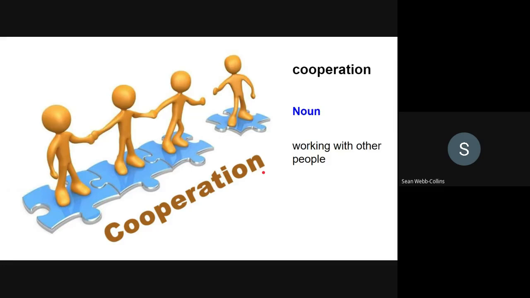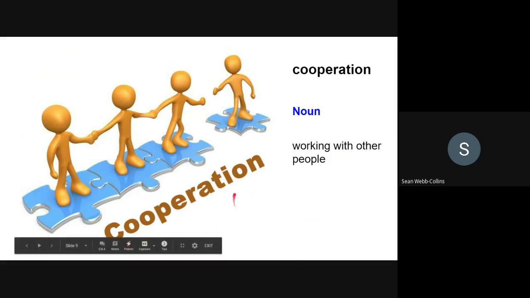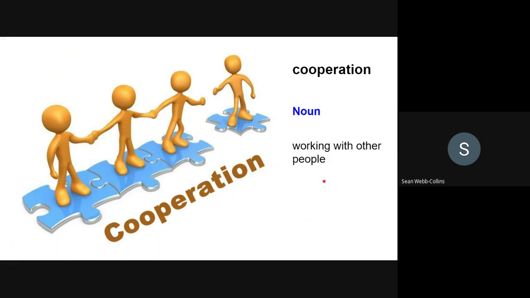What are the word forms? Right, we have the verb cooperate. For example, if you cooperate, things will be easy. If you don't cooperate, we'll have to go hard on you. Again, if you cooperate, things will be easy. If you don't cooperate, things will be hard.